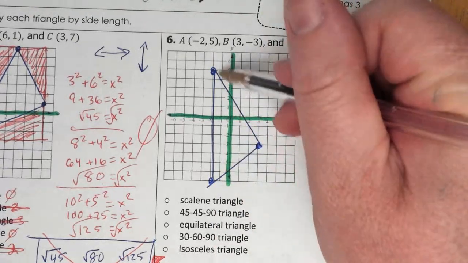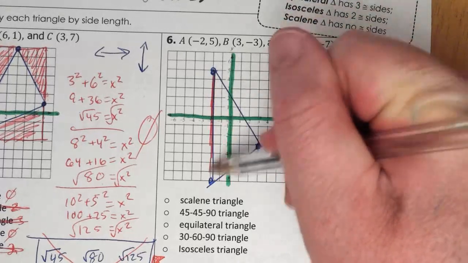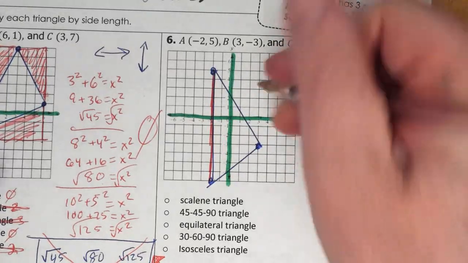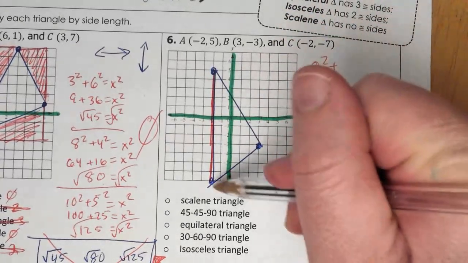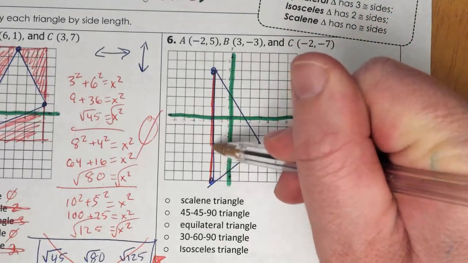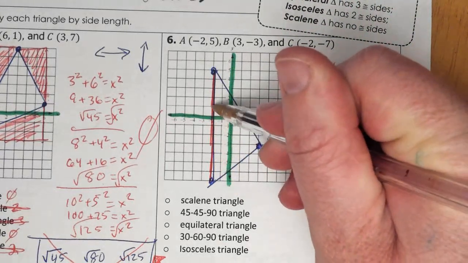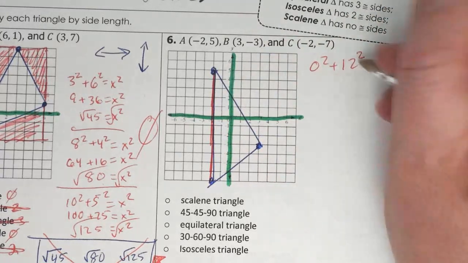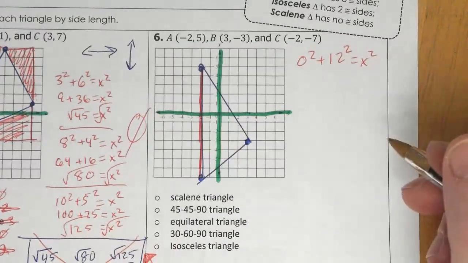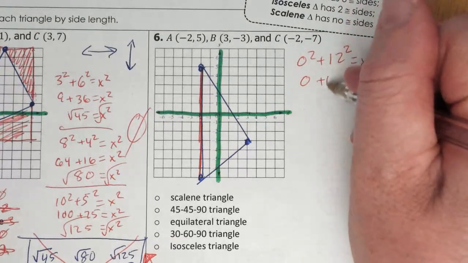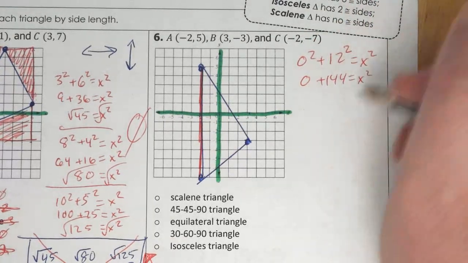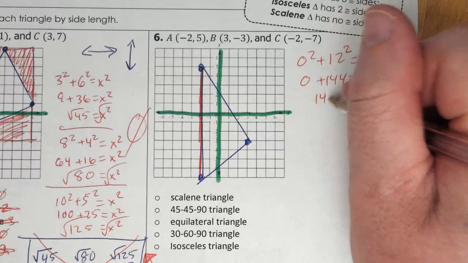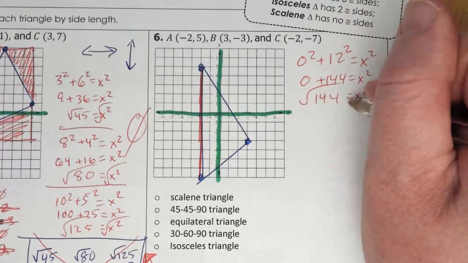So this first one right here, I didn't move over at all, right? So that's 0 squared plus, and then we went up 1, 2, 3, 4, 5, 6, 7, 8, 9, 10, 11, 12 equals x squared. So that's 0 plus 144. So that's 144 equals x squared. So that's the square root of 144.